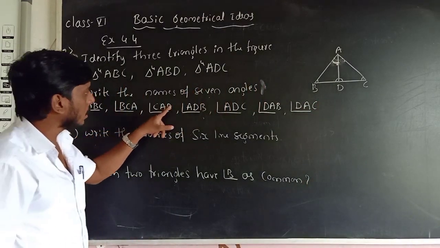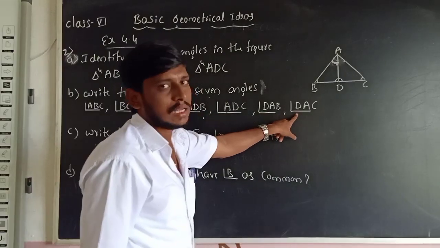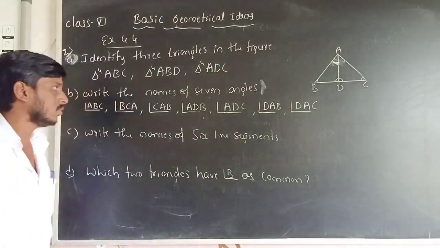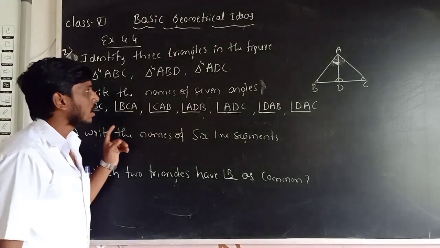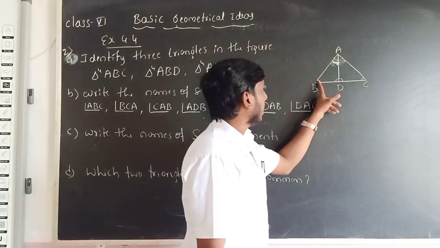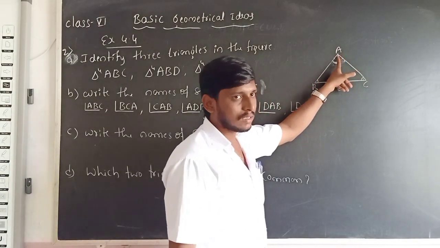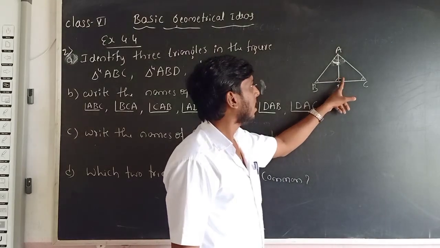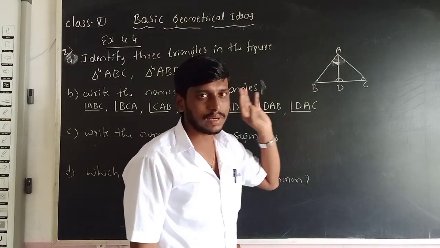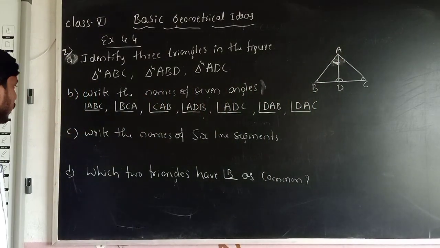Count how many: 1, 2, 3, 4, 5, 6, 7. Seven angles are formed. Okay. So don't get confused. First three angles are angle B, angle C, angle A. Next these two angles and these two angles. Total 7 angles.